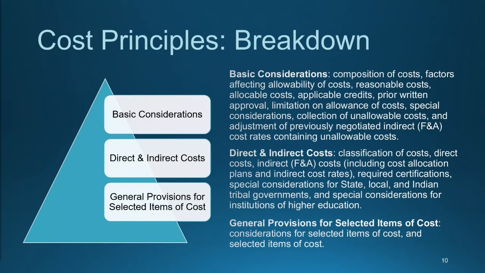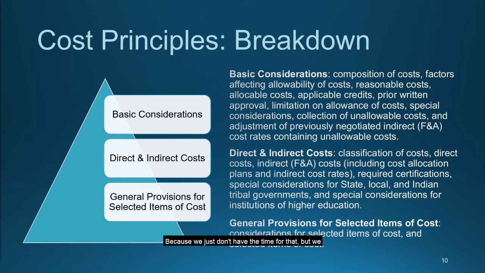Okay. When we talk about cost principles, they kind of break down into 3 general categories. Those being basic considerations, direct and indirect costs, and then the general provisions for selected items of cost. We're going to touch on bits and pieces of each of these today. We're not going to cover all of them in their full detail because we just don't have the time for that.